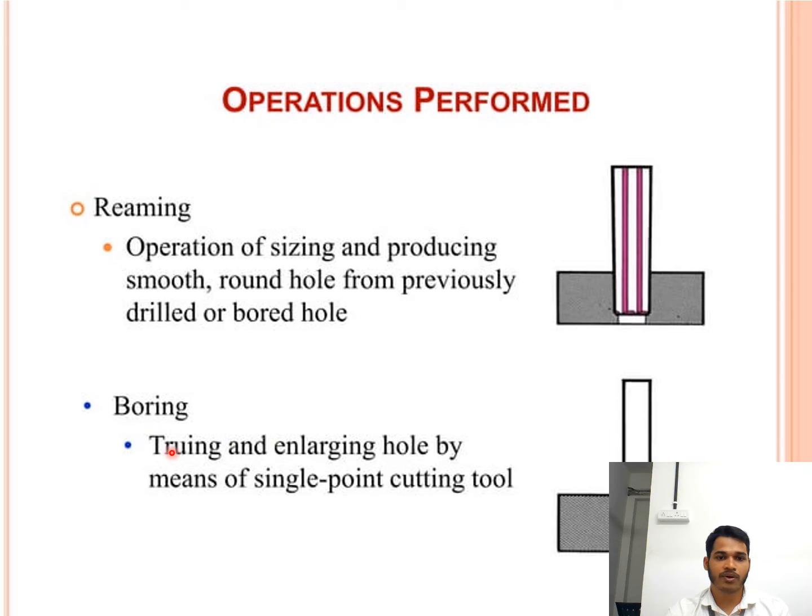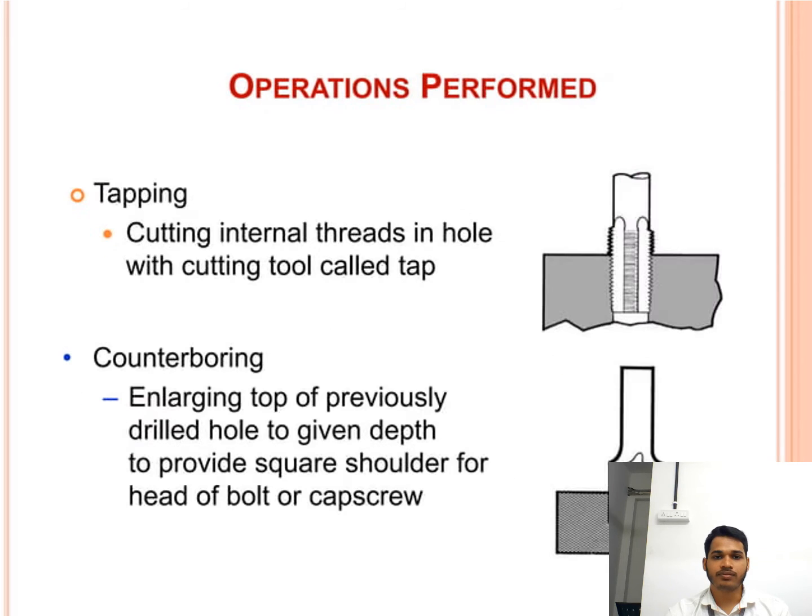And boring is turning and enlarging a hole by means of a single point cutting tool. When we enlarge the hole, that time we use the boring process. The next operation is tapping. Tapping is cutting internal threads in a hole with a cutting tool called a tap. When we require an internal thread in the hole, that time we use the tapping process. And in this process we also use manual work.